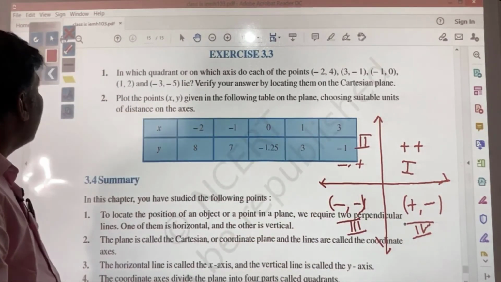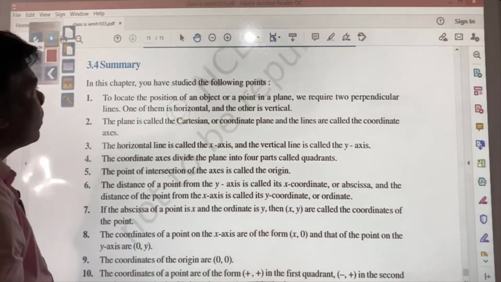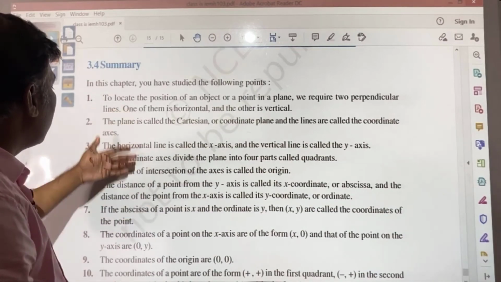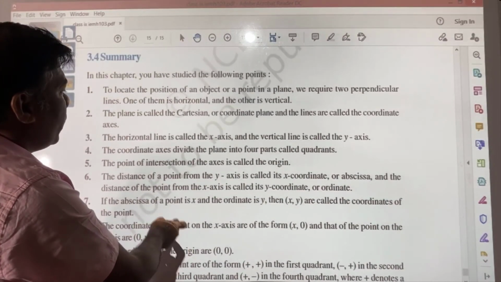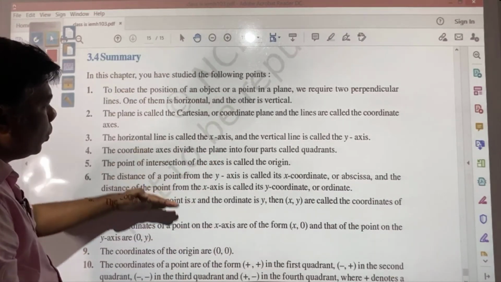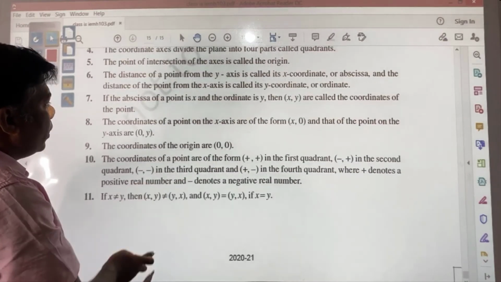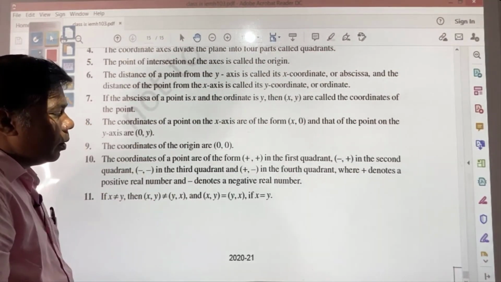So in this way we have completed our chapter, coordinate geometry. A short summary has been written here. I don't think this is required to be explained because I have already explained all the things. Just go through it by yourself and practice again and again. I don't think you will have any problem.